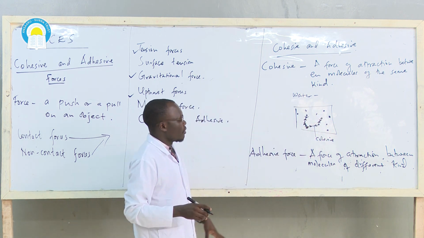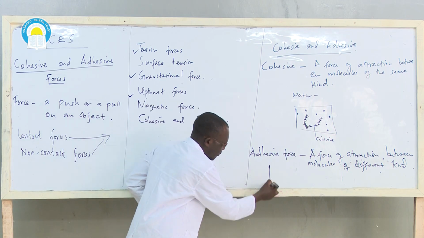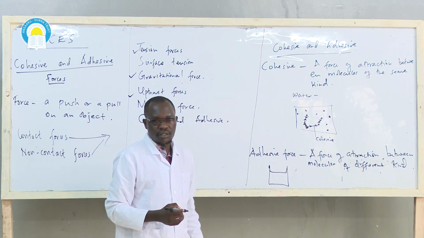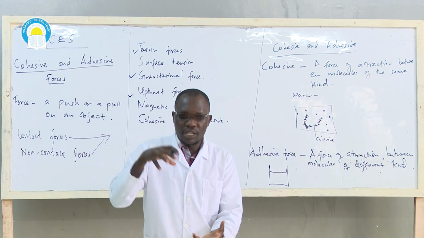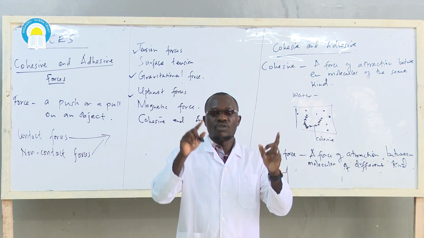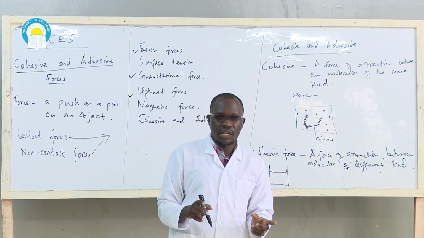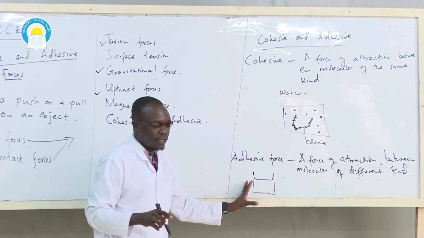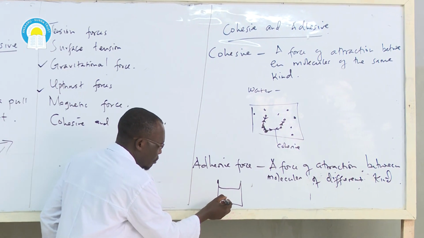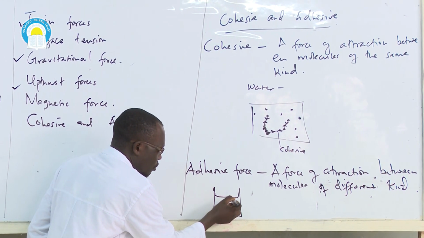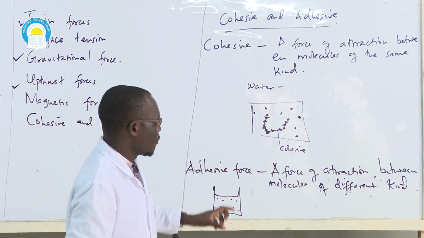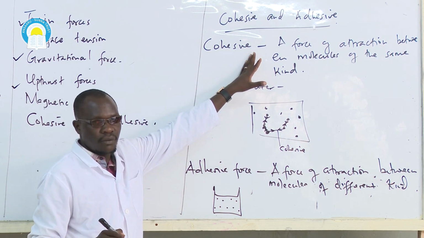I'll take an example. We have water in a glass. As we know, liquids do not have shapes. So whenever you take a liquid and pour it in a container, the liquid is going to occupy and take the shape of the container. Now for the liquid to remain inside that particular container, there is a force attracting the molecules of the liquid to each other. And we said that that force is a cohesive force.